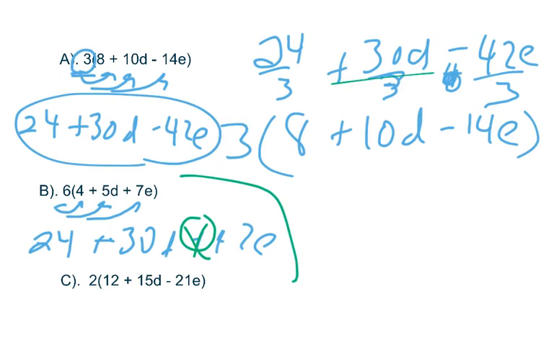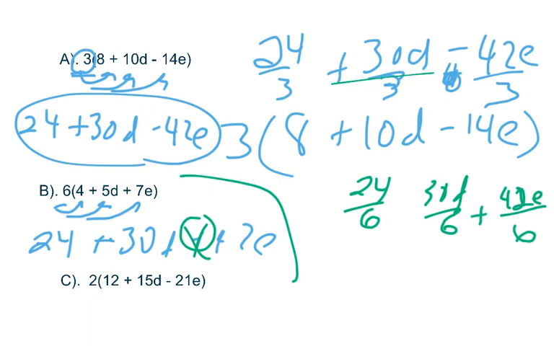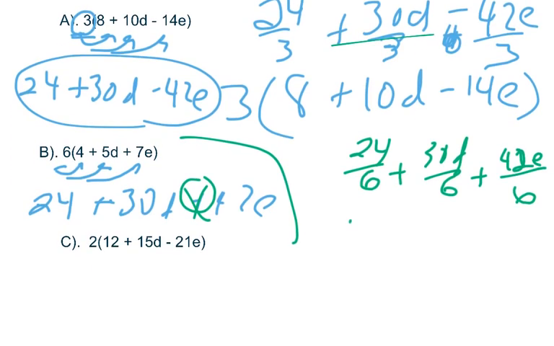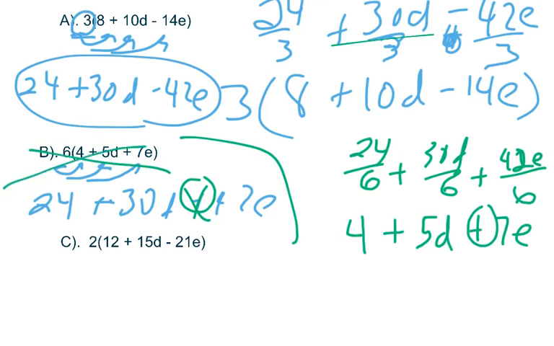Now, we could also do it the other way and do what we did here, which is to divide each of these by that 6. So 24 divided by 6, 30d divided by 6, 42e divided by 6. And so 24 divided by 6 is 4, plus 5d, and then plus 7e. Once again, this knocks that one out because you need a minus sign there.